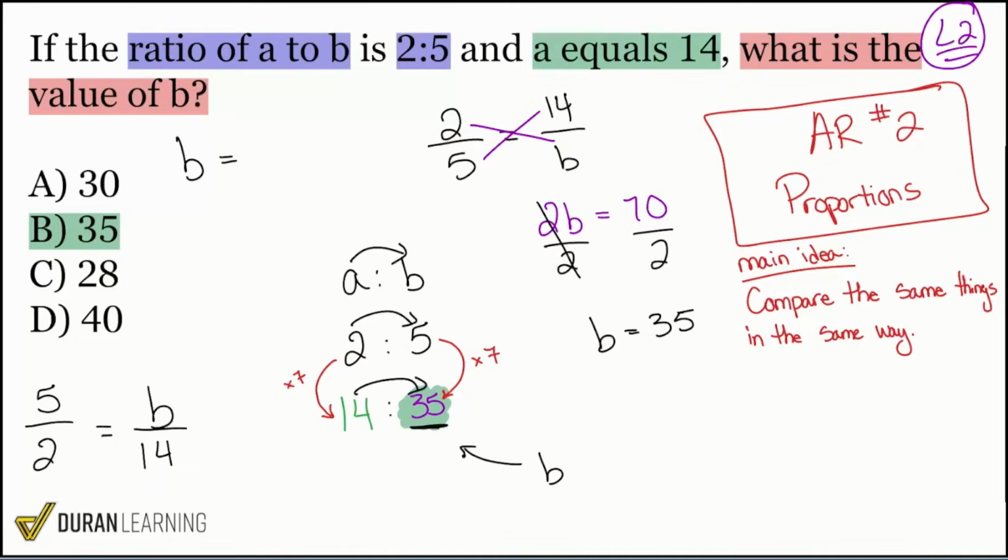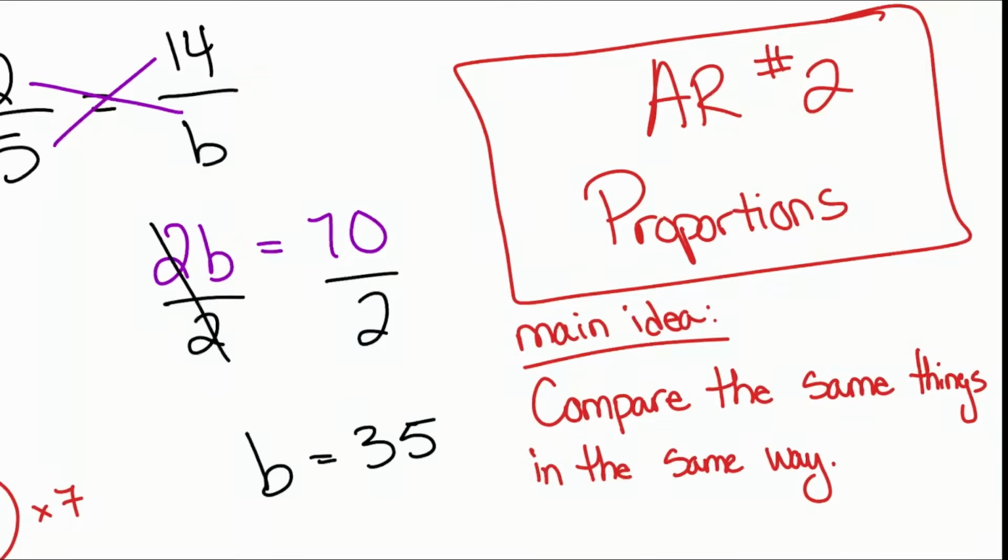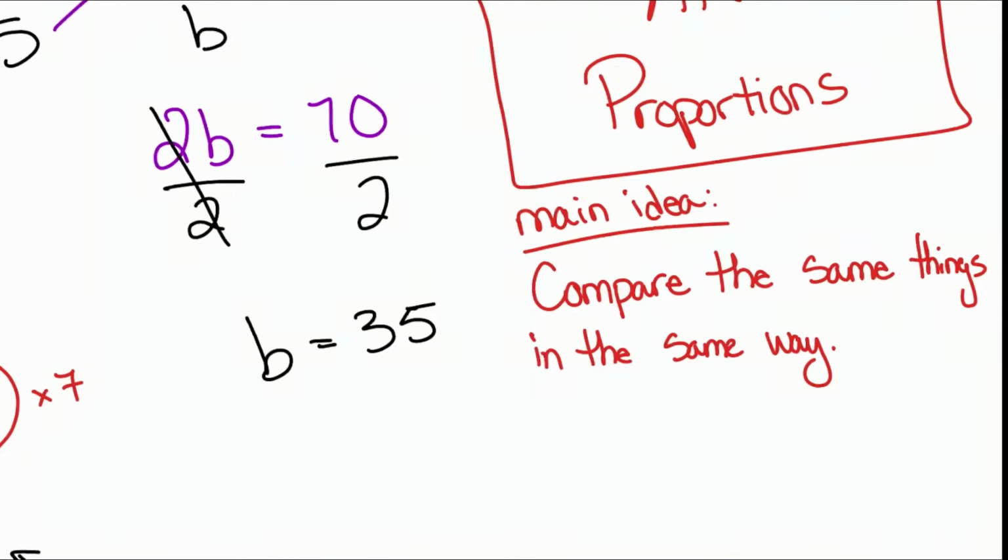Right on. And I see that it's the majority that feels that way, but there is a group here that may feel like, hey, still a little confusing. I'm still a little lost. And that's why I'm making it a point to tell you the concept that we're working on. This is Arithmetic Reasoning Unit 2, Proportion Word Problems. And again, your main idea is compare the same things in the same way.